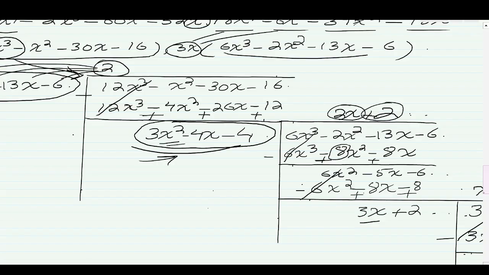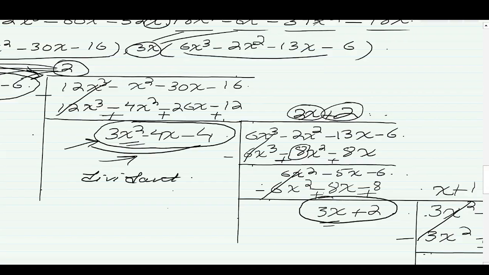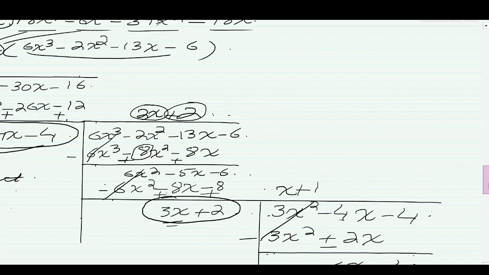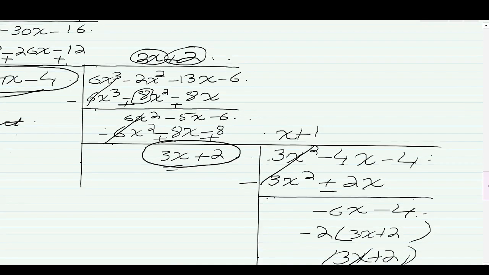Now here our coefficient is the same, but our power is smaller. So that means that this will be acting as our new divisor, while this polynomial will be acting as our dividend. After that, 3x square will be divided by 3x, that results in x as our quotient, and then we will have 3x square plus 2x. Just change the signs and then you get negative 6x minus 4.